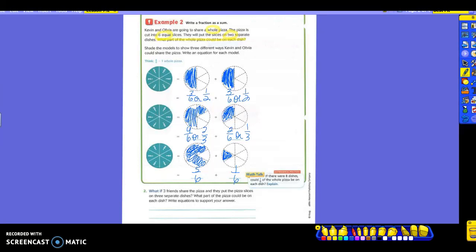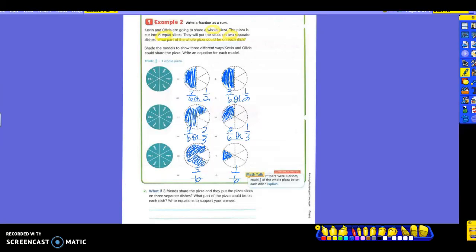Okay? All right, let's look at the what if question here at the bottom. What if 3 friends share the pizza and they put the pizza slices on 3 separate dishes? So you did 2, we're going to do 3. What part of the pizza could be on each dish? And you want to write equations to support your answer. So instead of having 2 people, we now have 3 people. Okay? So, does somebody think they can come up with one way that that will work? There's more than one, obviously.